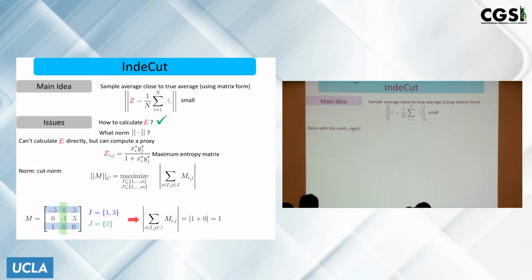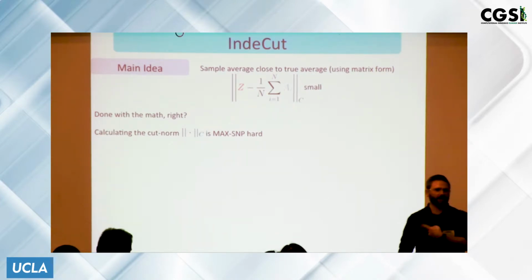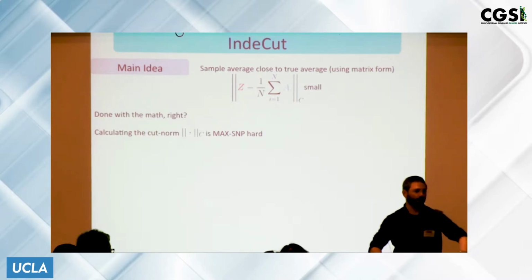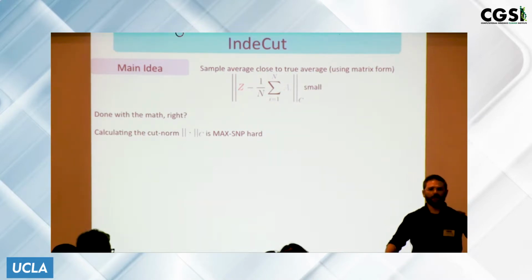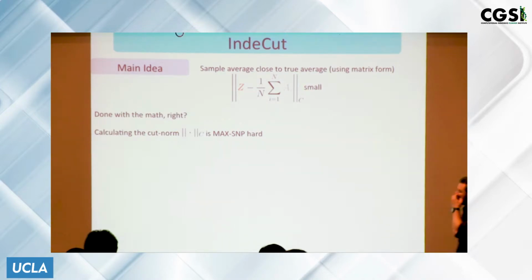Not quite, unfortunately. This cut norm here, computing this thing is max SNP hard, which is just another fancy complexity class, which implies NP hardness. It's actually sort of even worse than NP hardness. It's not even approximable, or if it is approximable within an arbitrary epsilon amount, then P equals NP. So it's a really hard problem. Computing this norm is a really hard problem. Ugh, that's not good, right? Because we wanted to compute it.